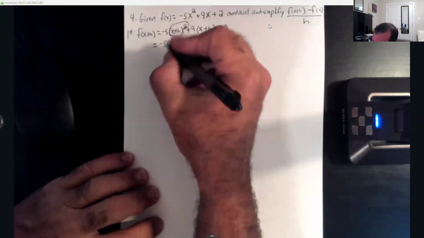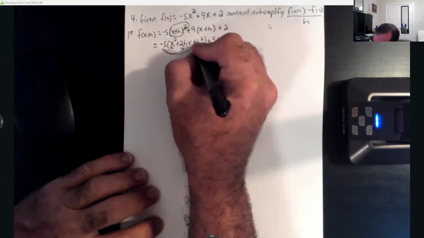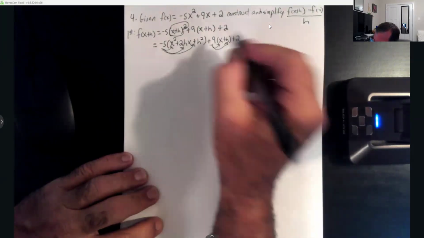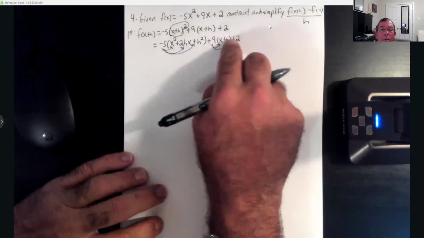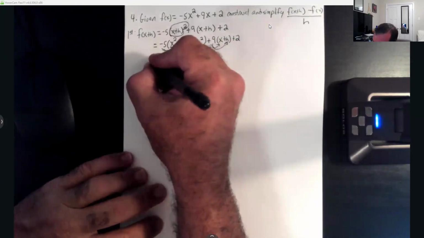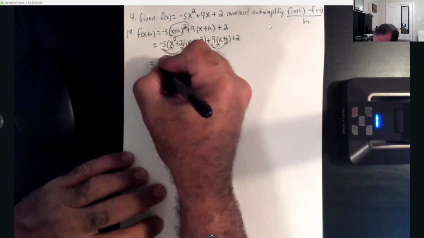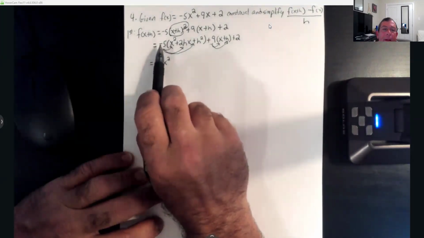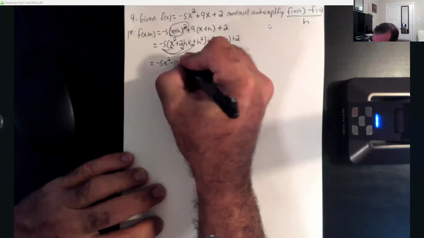Now I can distribute the negative 5 through the first parentheses. Then I'll distribute the 9 through the second parentheses, and then we'll bring down that 2. So we're doing all of our multiplying now. So this will give us negative 5x squared. And yes, you got to distribute this negative also, okay? Negative 5 times 2 gives me a negative 10hx.